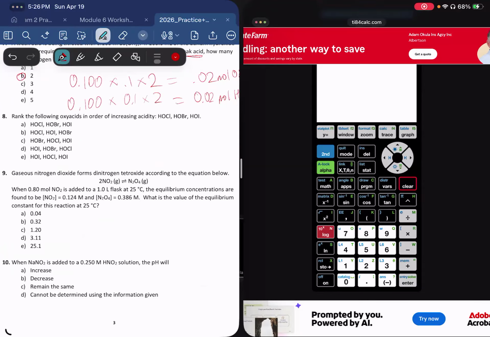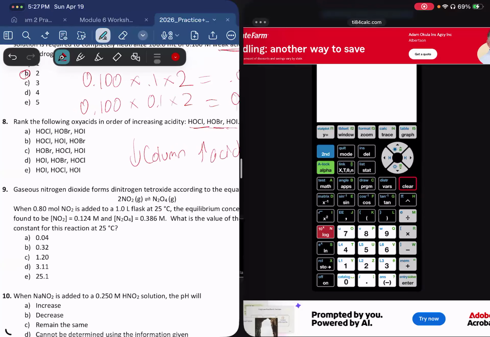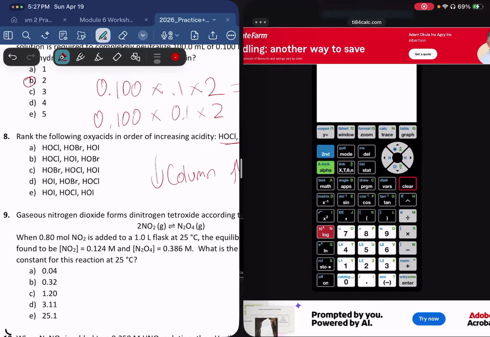Number eight, right? So now they're asking increasing acidity. And so this is based off of the binary acid base strength. And all you need to know is as you decrease in a period or a column, sorry, you increase in acid strength. And so here we see HOCl, HBr, HOBr, and HOI. So in this case, it'll be HOCl, HOBr, and then HOI, I believe.